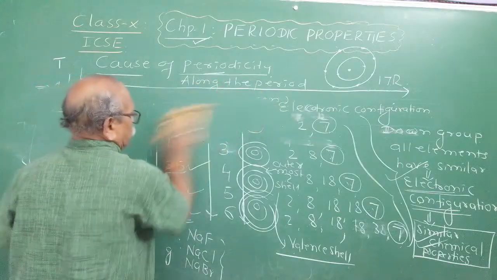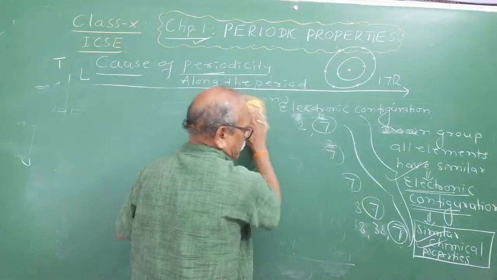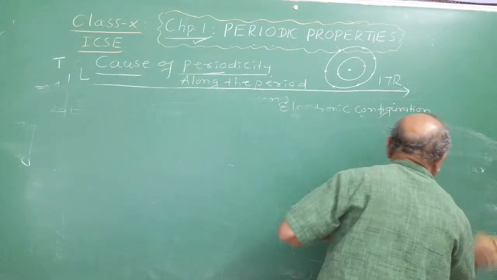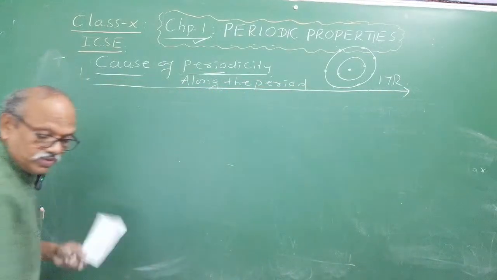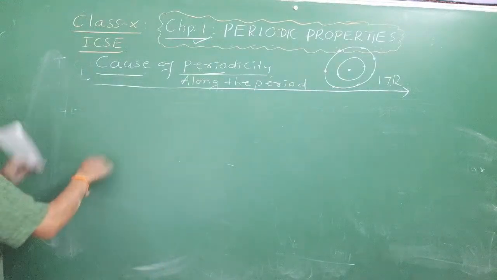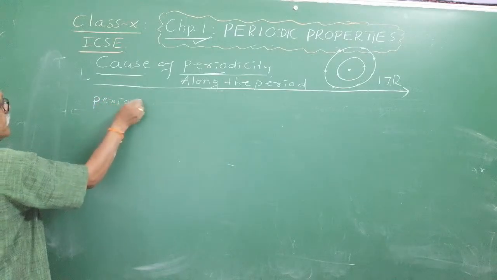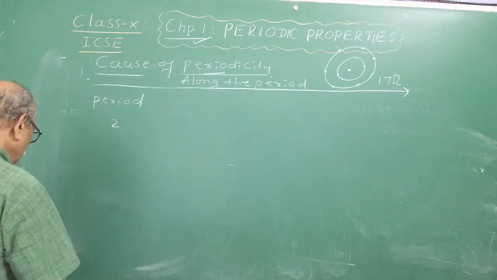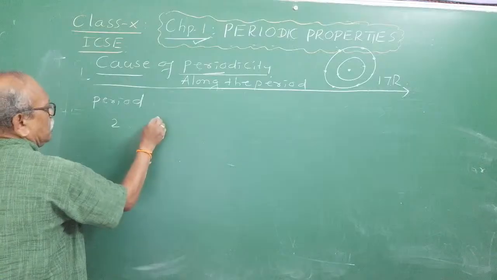Down the group, okay. Now we'll see what happens along the period. I will take period number 2. Have the periodic table before you, study it and attend the classes. Watch my previous video, it will be continuous. What are the elements present in period 2? In period 2, the elements start from lithium.